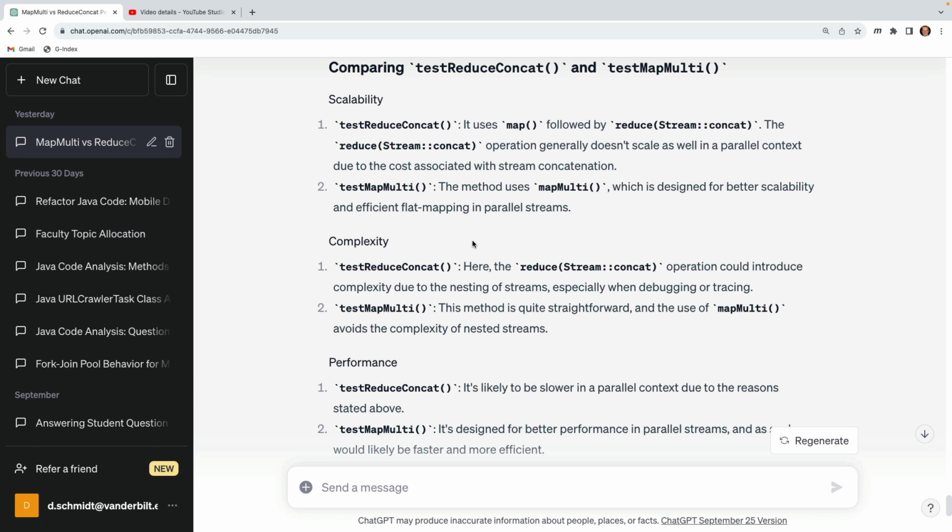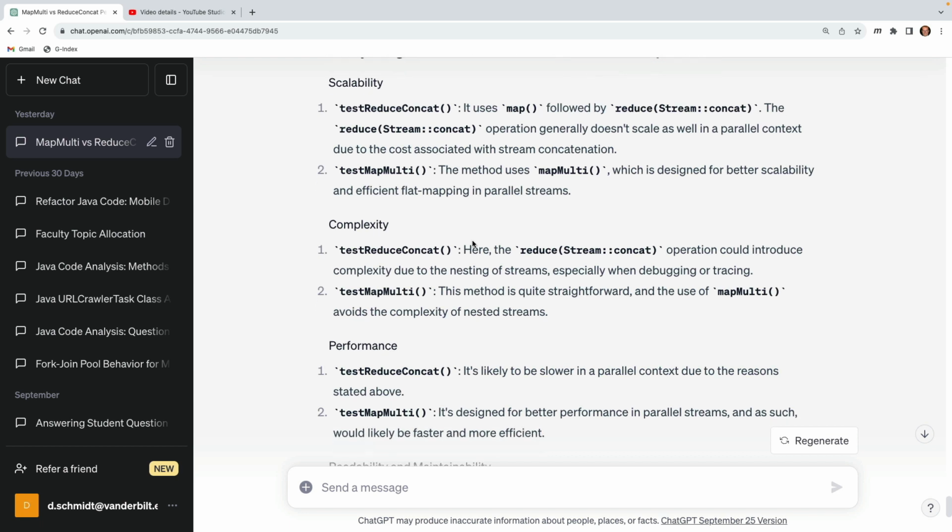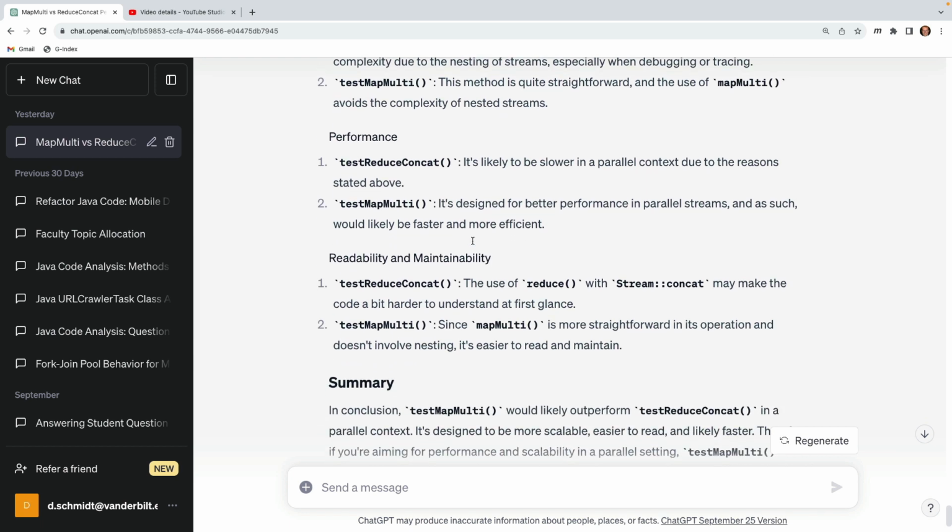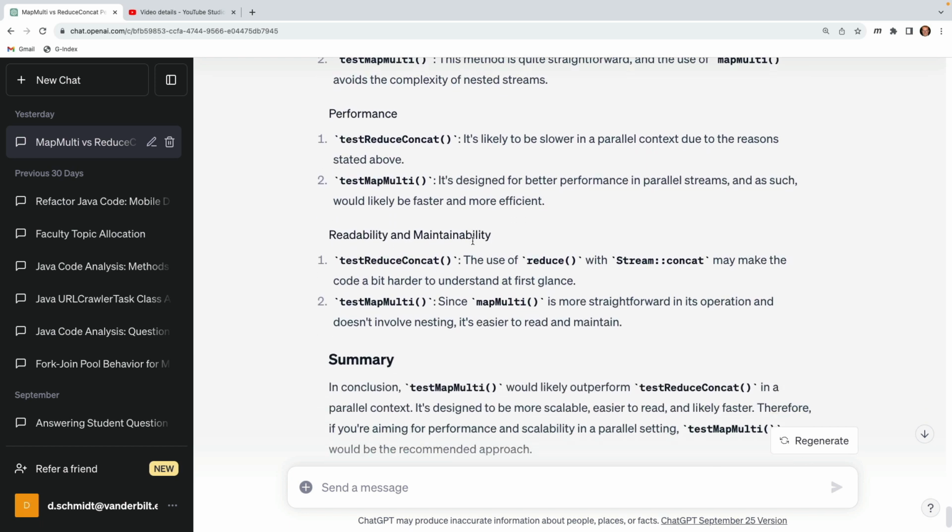And it says the reduce stream-concat operation could introduce complexity due to the nesting of streams, especially when debugging or tracing, or especially if you don't know that there's an idiom to do this, which is what I'm showing. For testMapMulti, it says this method is quite straightforward, and the use of mapMulti avoids the complexity of nested streams. That's the whole purpose, or one of the key purposes, of mapMulti. So it was able to figure that out too. I thought that was pretty cool. And then it comes up with the final analysis, which I didn't actually ask it to do, but I kind of alluded to it, and it picked up on what I was trying to get it to do.